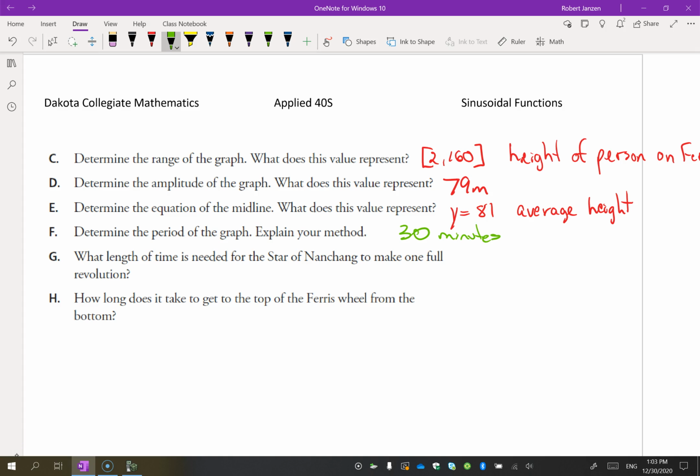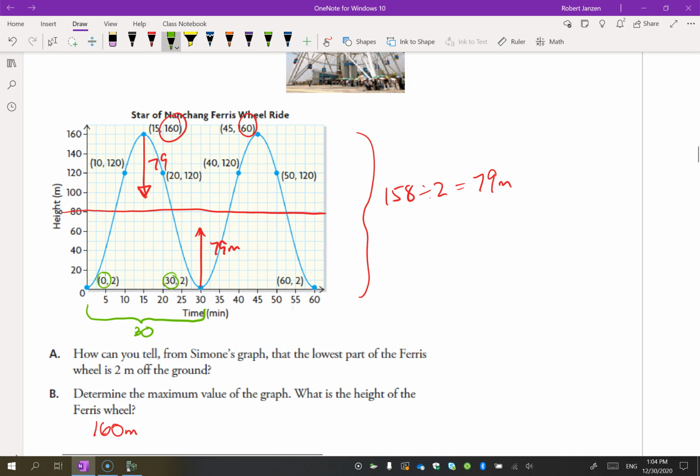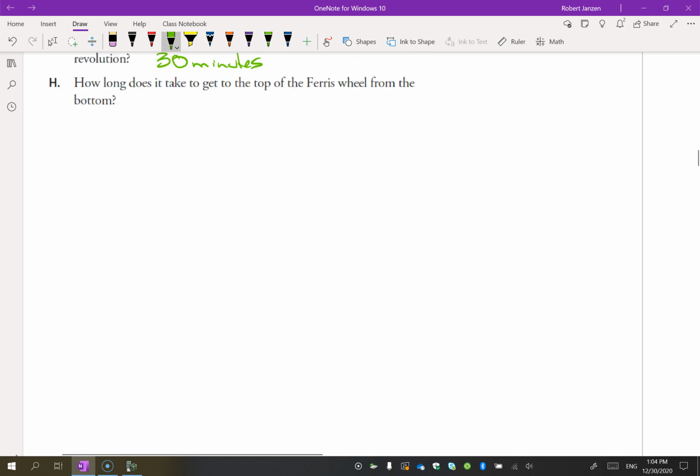It says explain your method. What we just did is we looked at the low points, and when it repeats itself, that's when our period has occurred. What length of time is needed for the star of Nanchang to make one full revolution? Well, that's our period, 30 minutes. How long does it take to get to the top of the Ferris wheel from the bottom? Well, from 0 to the top is 15 minutes.